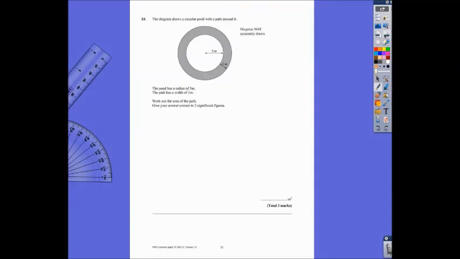Question 24. The diagram shows a circular pond with a path around it. The pond has a radius of 5 metres and the path has a width of 1 metre. Work out the area of the path. Well, basically, we've just got two circles, a big circle and a small circle. The small circle has a radius of 5 and the big circle has a radius of 6.